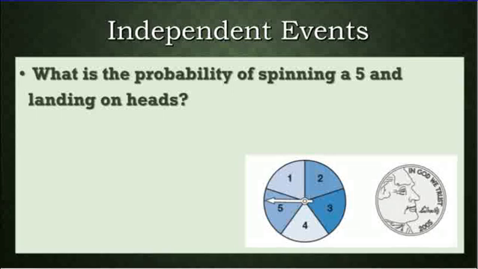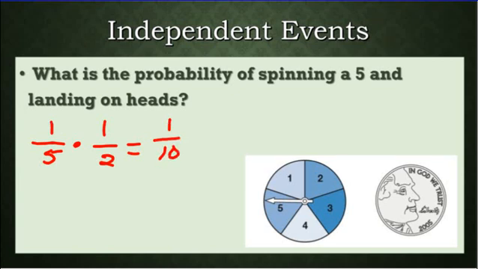So let's take a look at an example. What is the probability of spinning a 5 and landing on heads? These are independent events because what you get on one does not affect the other one. So the probability of spinning a 5, well, there's 1 five out of 5 categories on the spinner. So that's a 1/5 chance. And landing on heads, there's 1 head out of 2 sides of a coin. So the probability of spinning a 5 and landing on heads would be 1 out of 10. So I just use the formula, probability of A times probability of B, to get our answer.